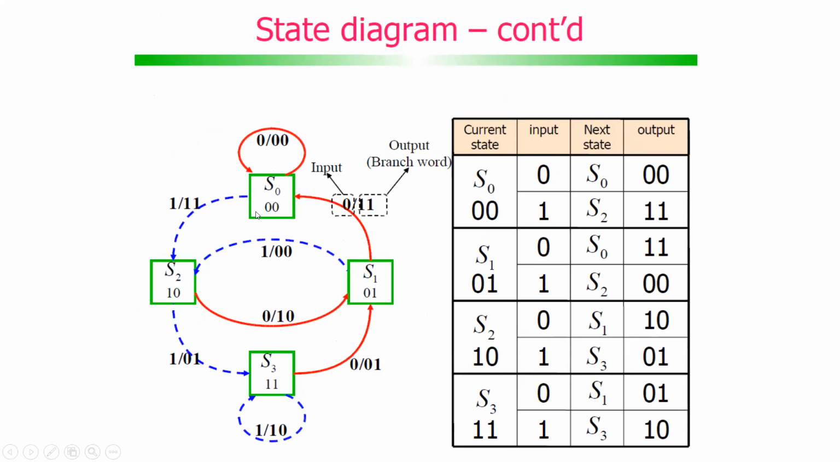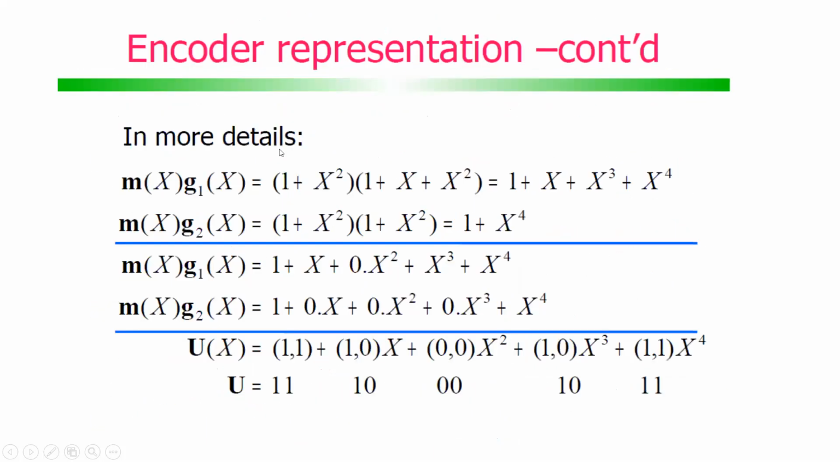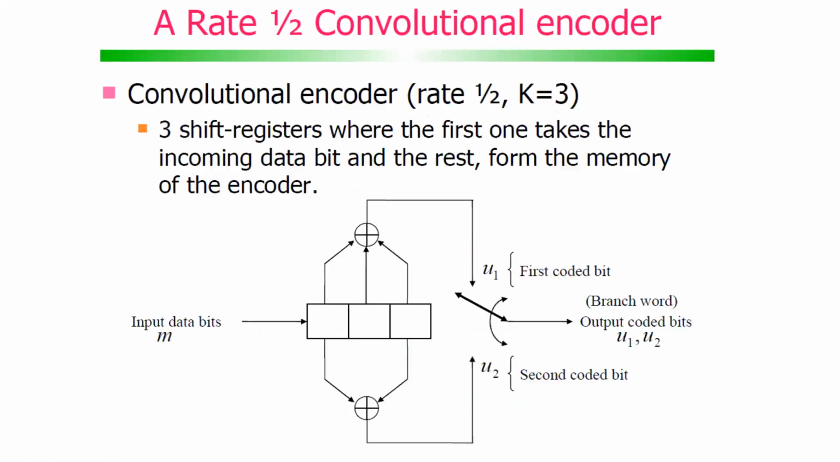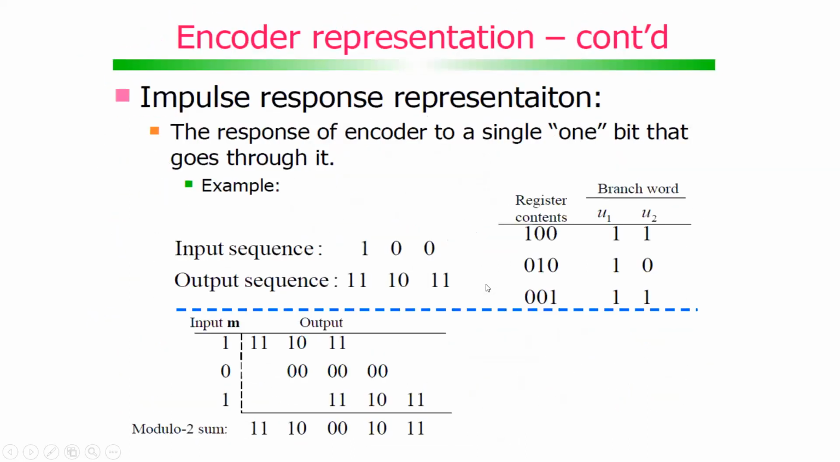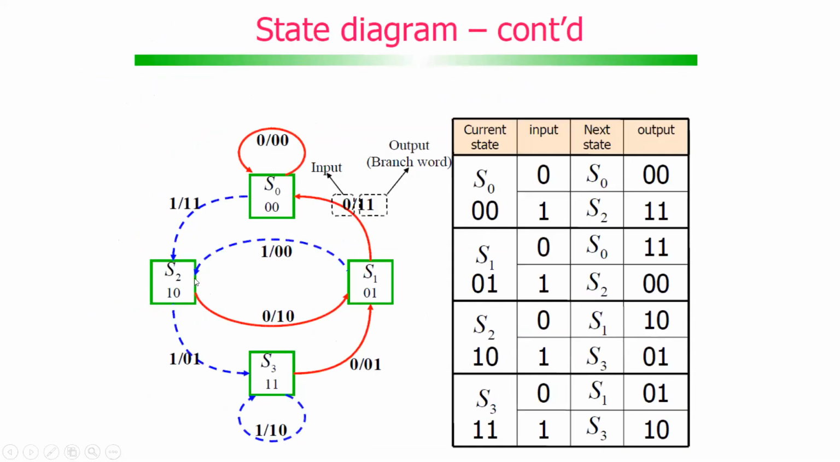This is the state of the encoder. This 0 oblique 0 0, the numerator part is the input bit. The denominator part is actually the output of the encoder. But when the state of the encoder is 0 0, that means the second element is 0, the third element is also 0, but input bit 1 comes. So what is the output? Output will be 1 1. So that's what is shown here in this state diagram.